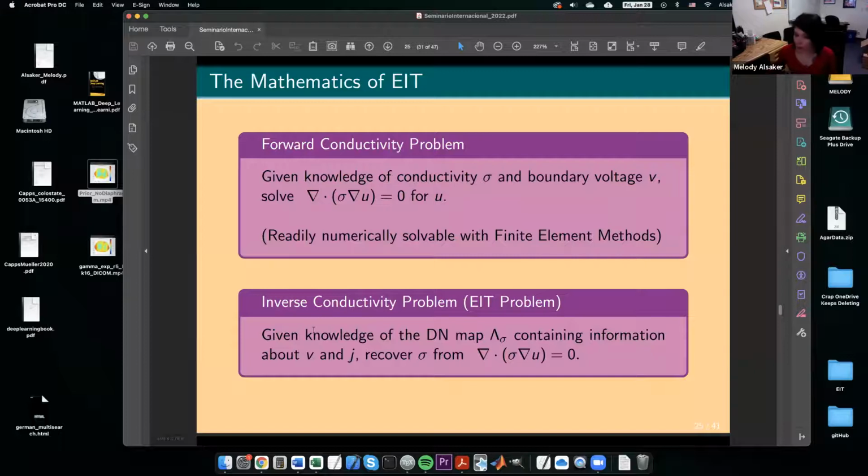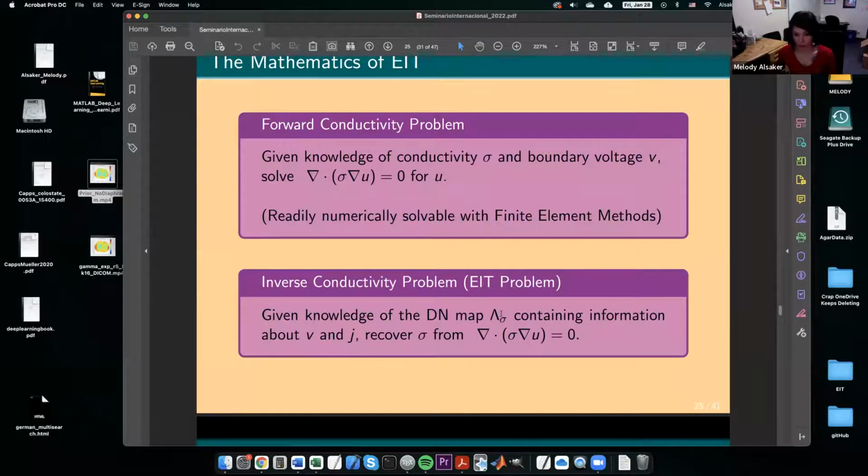The inverse conductivity problem, however, is given knowledge of that DN map, which contains all of the boundary information, we want to recover that parameter sigma from the conductivity equation. This is known as a parameter identification problem. It's a whole class of inverse problems called parameter identification problems. And it's a much harder problem.